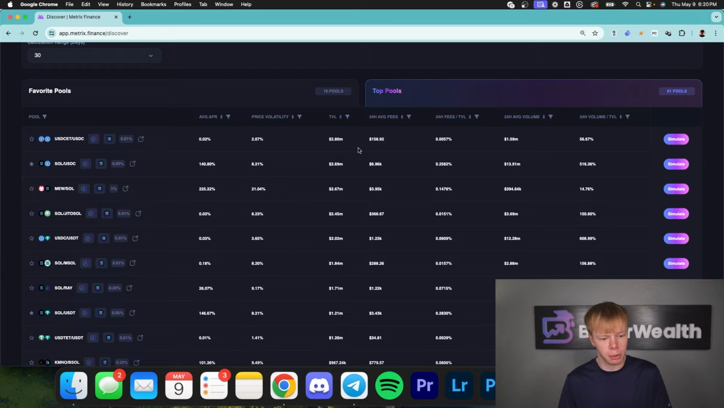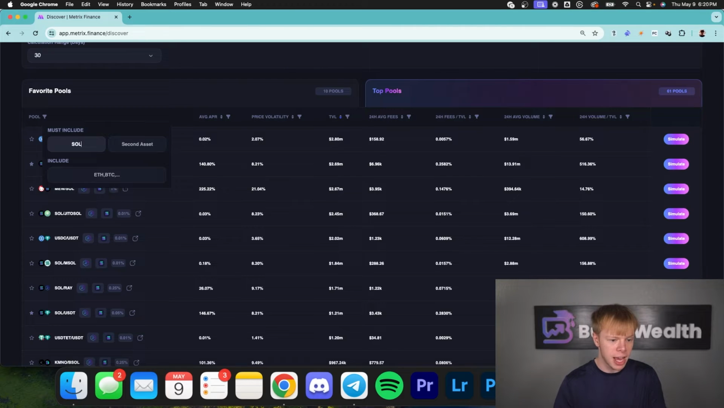So I'm going to start to narrow things down by using the filters feature on Metrix Finance. These filters are going to allow us to identify number one, specific assets, but number two, different parameters like minimum TVL, minimum fees, fee to TVL ratio, average APR, all that type of stuff. So I'm going to start off by diving into this pool filter.